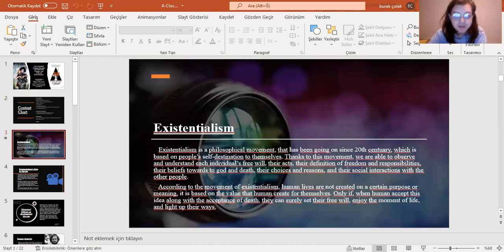Firstly, we start with existentialism. It's a philosophical movement that has been going on since the 20th century, which is based on people's self-determination. Thanks to this movement, we're able to observe and understand each individual's free will, their acts, their definition of freedom and responsibilities, their beliefs towards God and death, their choices and reasons, and their social interaction with other people. According to existentialism, human lives are not created for a certain purpose or meaning; it is based on the value that humans create for themselves.